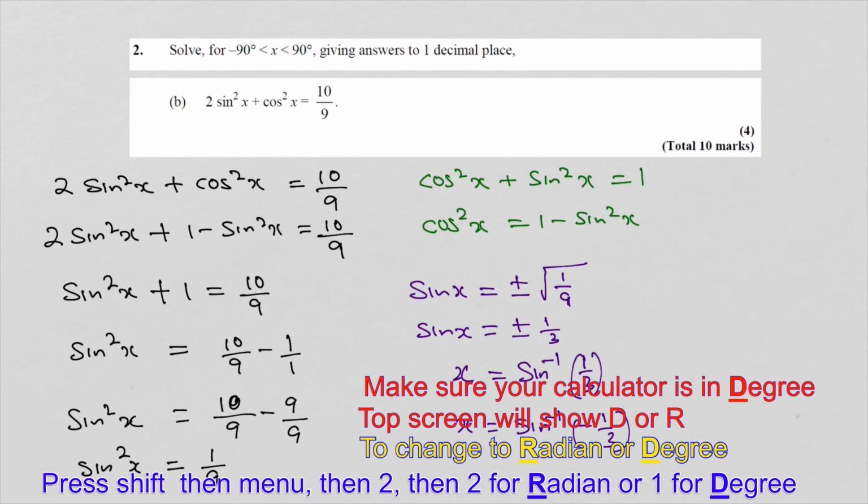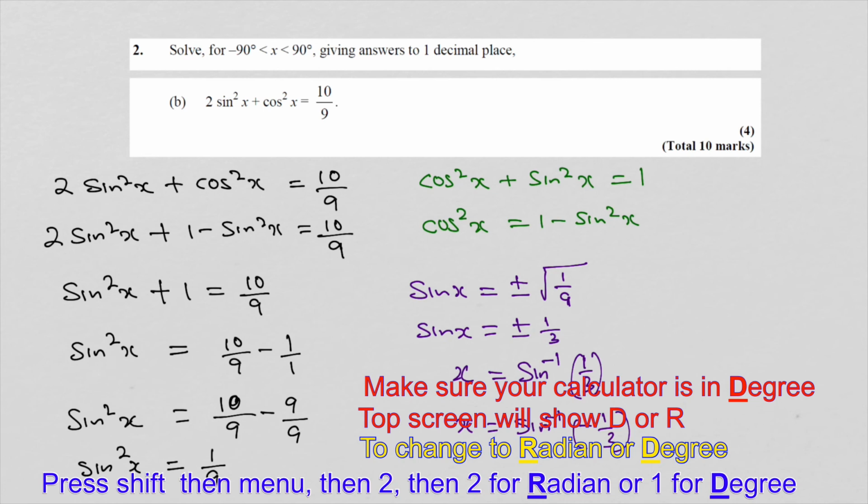Make sure your calculator is in degrees, and to check if it's in degrees, look at the top screen. You will see D, that means it's in degrees, and then you can use it. If it's not in degrees, go to Shift, menu key, then 2 for angle units, and then 2 for radians if you want to do radians. But we're not doing radians, we're doing degrees, so that'll be 1 for degrees. And then check your top screen, it should show D, which implies it's in degrees.